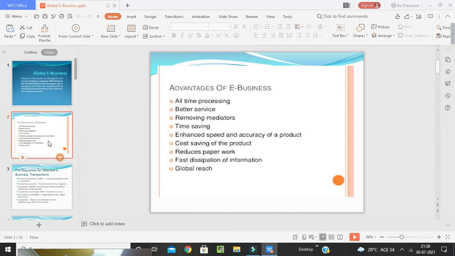So we will have some advantages. What are the advantages? We already discussed them. Once again, as a reminder: all-time processing, 24 by 7, you can access the business at any time, better service. That means saving your time, money, and efforts, removing mediators like agents and intermediate channels like distributors, wholesalers, and retailers. Time saving, since there is no fixed time; at any time, at any place, you can operate the business. Enhanced speed and accuracy, cost saving, reduced paperwork, and fast dissipation of information, meaning very fast distribution and passing of information. Global reach, meaning you can reach any part of the globe.